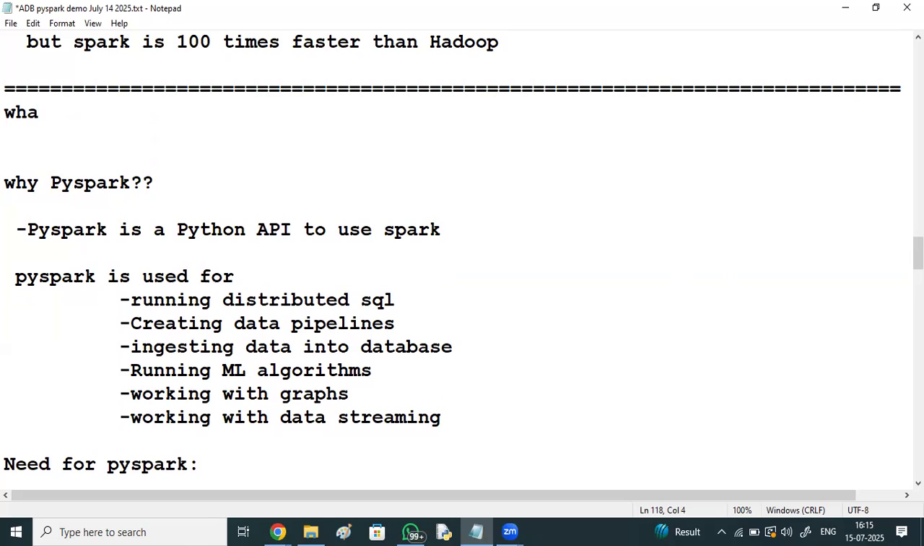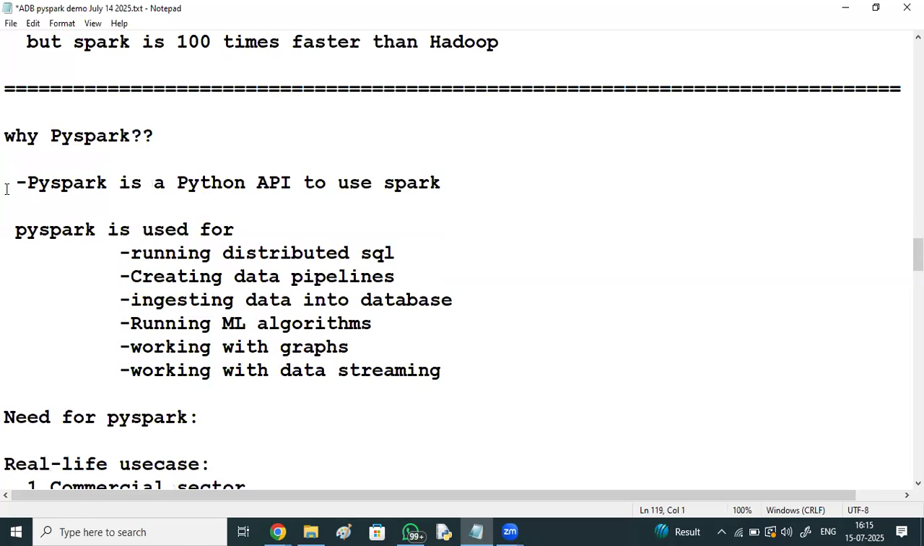What is Apache Spark? So here, PySpark. Why PySpark? PySpark is a Python API. It's a Python API to use Spark.